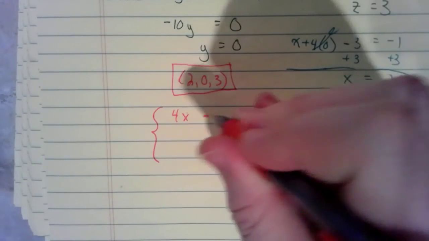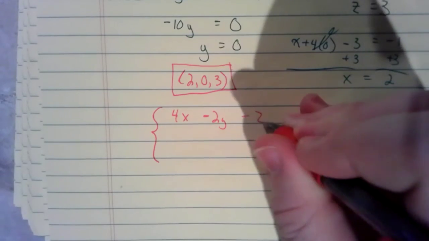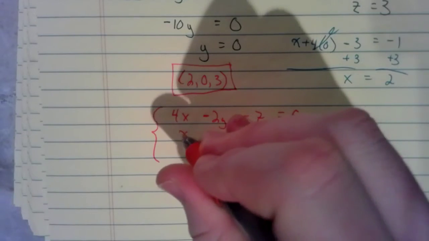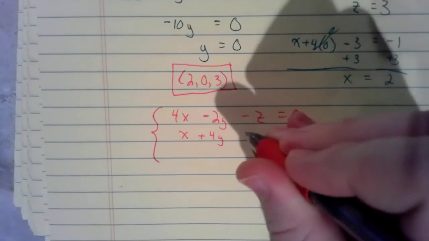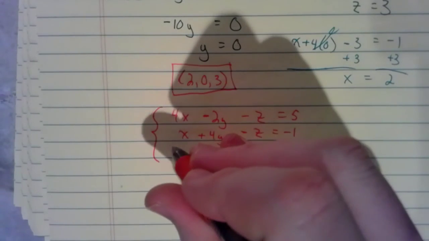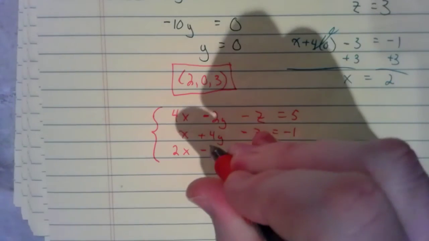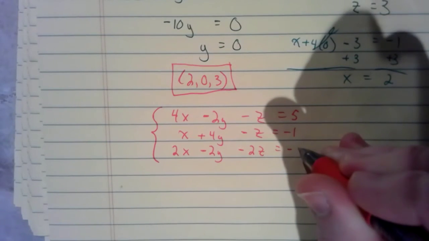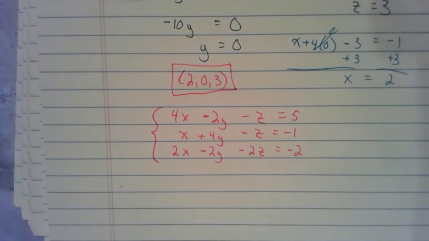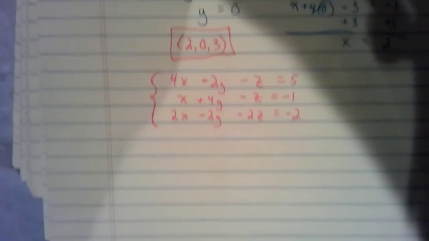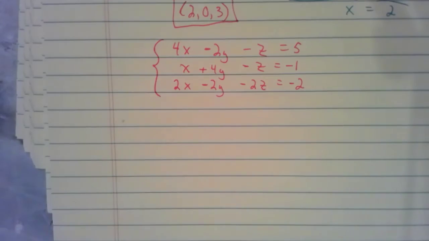We've got 4x minus 2y minus z equals 5. x plus 4y minus z equals negative 1. And then 2x minus 2y minus 2z equals negative 2. All right. Now we know a matrix is just a way to organize information, right? So we're just going to go ahead and organize this system of equations into what's called an augmented matrix, okay?